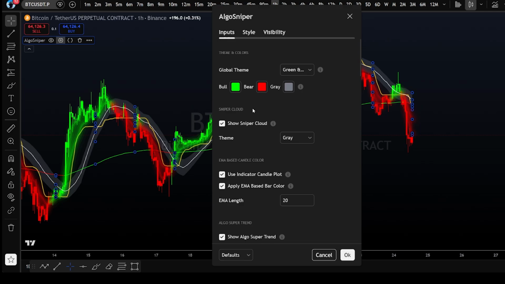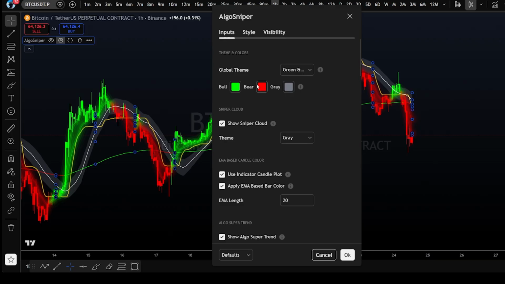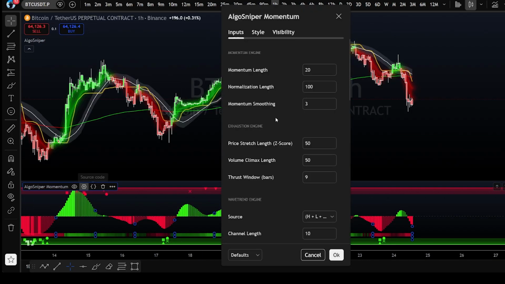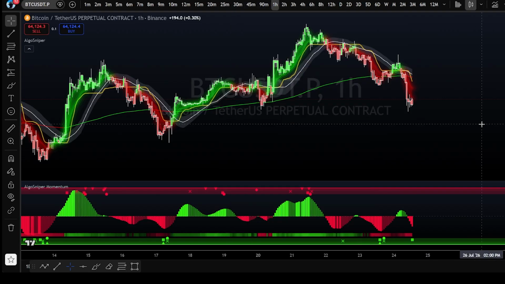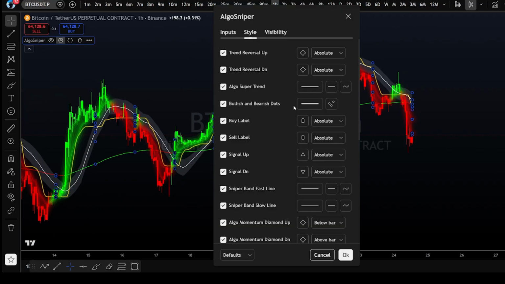And we're going to go through all of them step by step. Then we are also going to go over, after this, the AlgoSniper momentum step by step. And then I'm going to show you my trading strategy with the whole indicator and how you can use it together. So, double tap to remove the oscillator, but it still keeps it there. Just a little quick tip for TradingView.